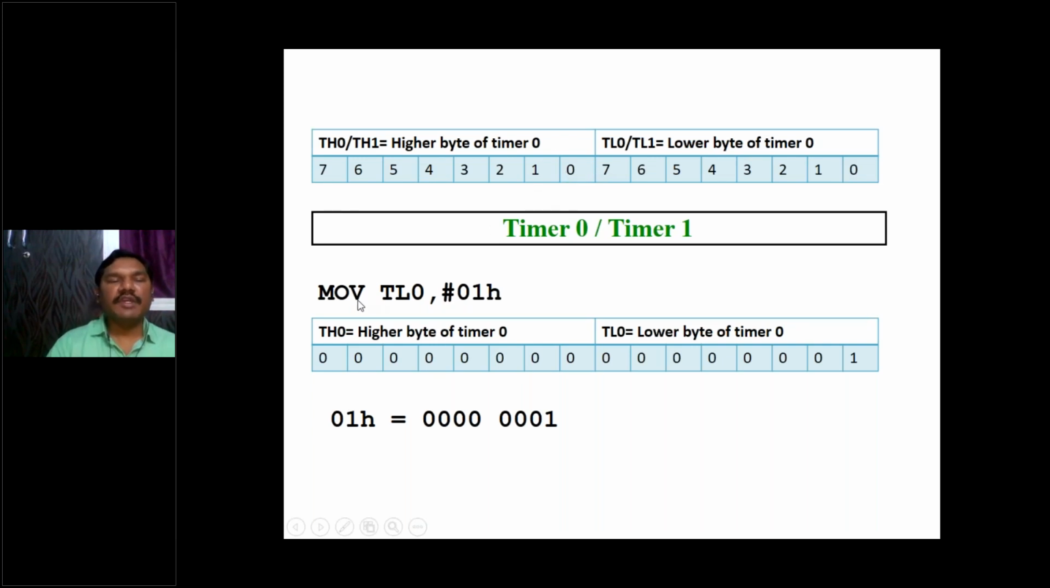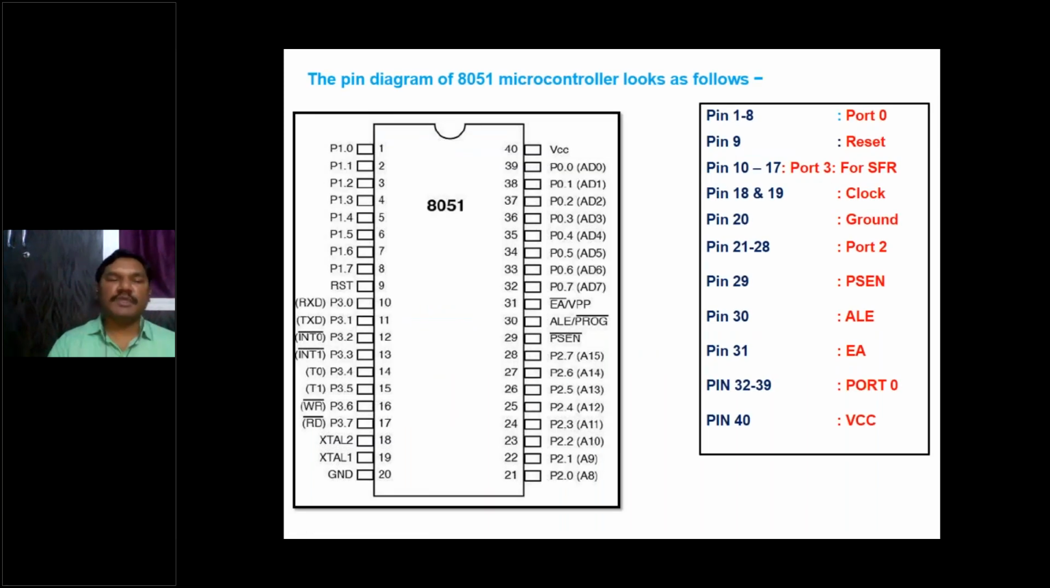Now suppose I have an instruction MOV TL0, #01. As we have seen in the addressing modes, hash indicates immediate data value. It means this 01 immediately goes into the TL0 register. Now what happens? You see here the higher byte is all zeros, whereas the lower byte is 0000 0001, which is 1. 01H means hexadecimal, meaning each hexadecimal digit is equal to 4 bits.